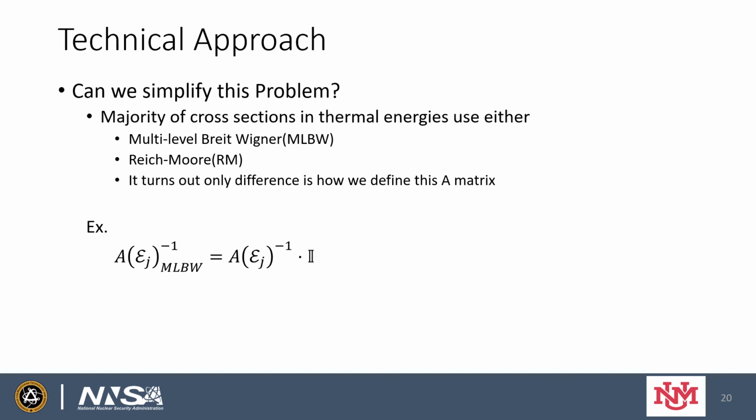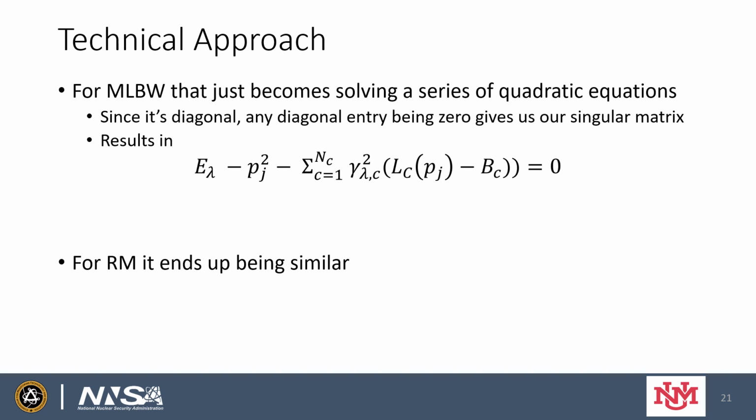For the most part, two major formalisms are used in the low energy range, these being multi-level Breit-Wigner and the Reich-Moore formalism. And as it turns out, when converting between these parameterizations, only the definition of the level matrix makes a difference. So, for example, the multi-level Breit-Wigner formalism defines its level matrix as the diagonal components of the full A matrix. And so, if we want to find the values that make this matrix singular, we just need to find an energy value that makes any one of the diagonal elements 0. What this then reduces down to is solving a series of polynomials in root E space.